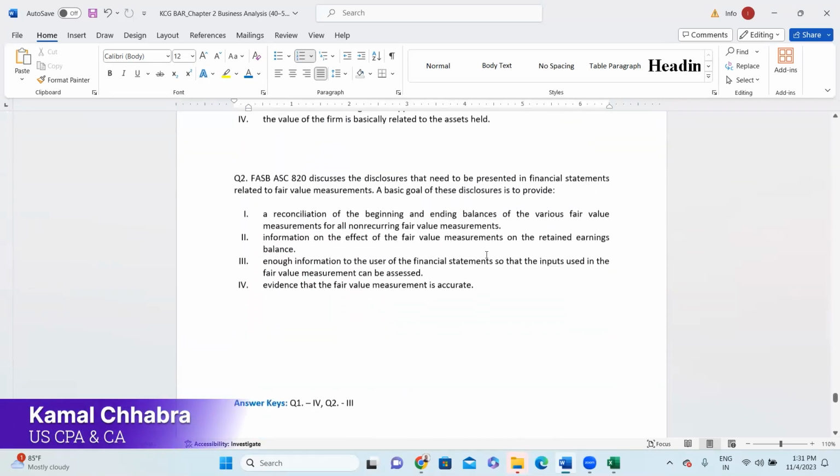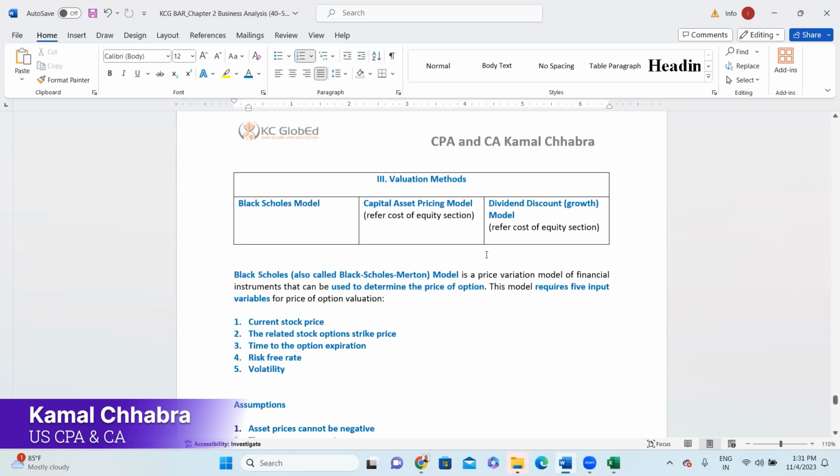And for the Black-Scholes model, you should just know what it is all about. For the CPA exam, they will not give you the calculation part because that is part of actuarial valuation. So here you should have an understanding. The dividend growth model is majorly based on the year-over-year growth in the dividend. The capital asset pricing model is based on the future cash flow, and the Black-Scholes model we will understand now.